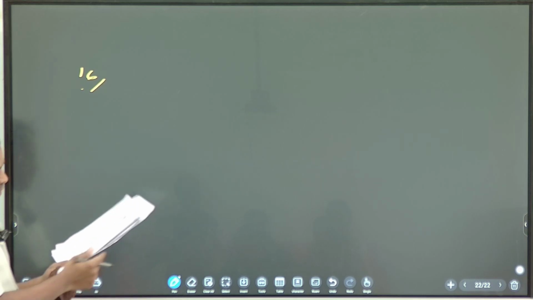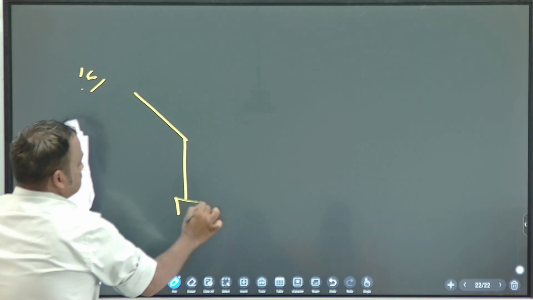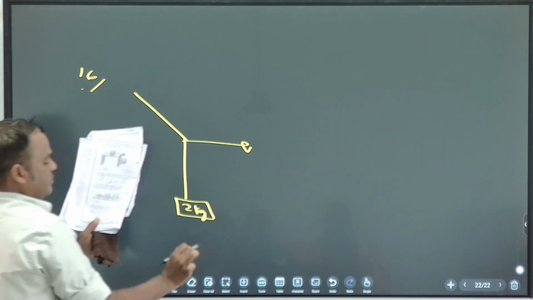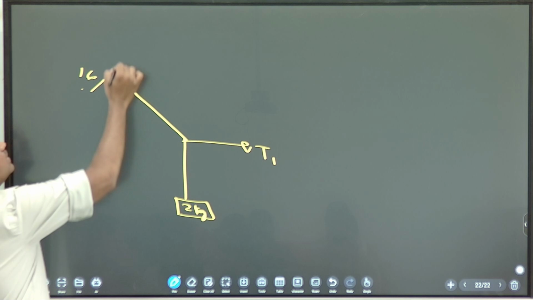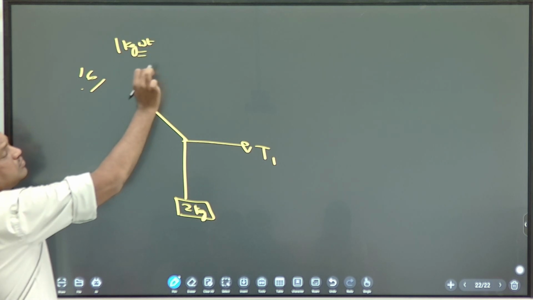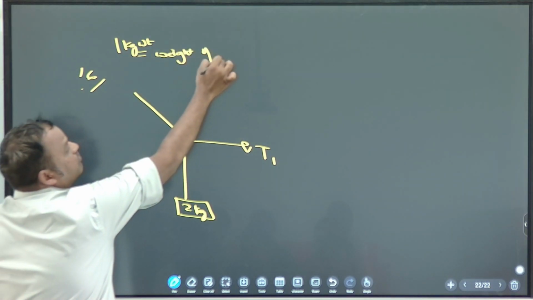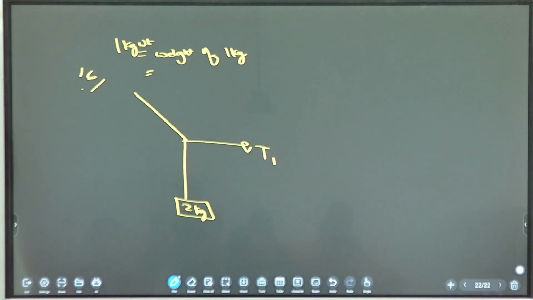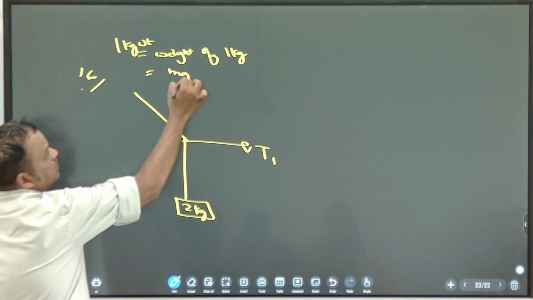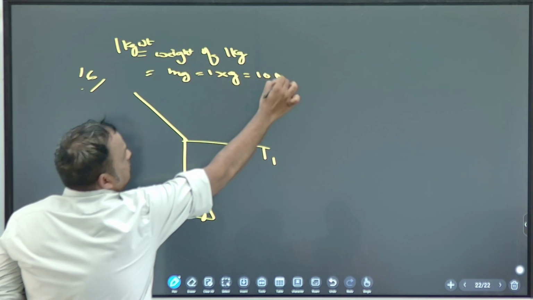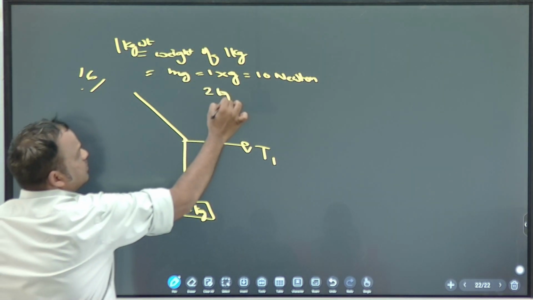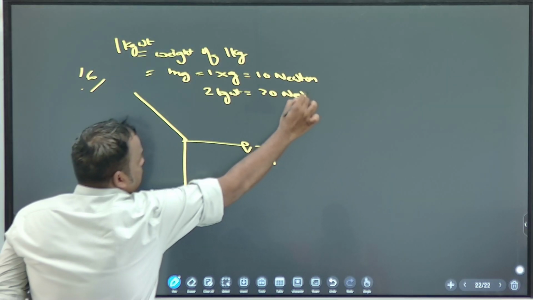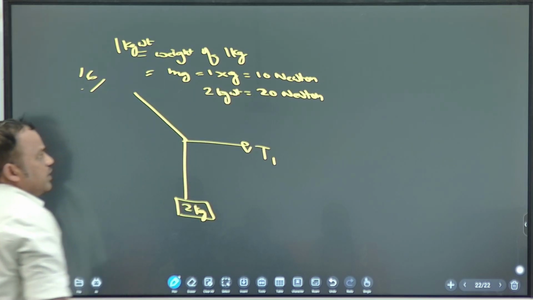Body of weight 2 kg suspended as shown. Here is 2 kg and here we have T1. Okay, what is 1 kg weight? Weight of 1 kg is mg, 1 into g, 10. So 1 kg weight means 10 Newton. 2 kg weight means 20 Newton. Very good. 2 kg weight is 20 Newton.